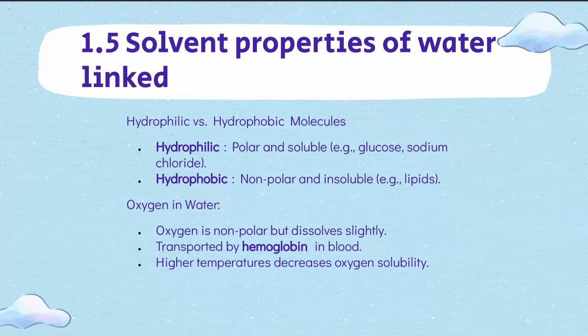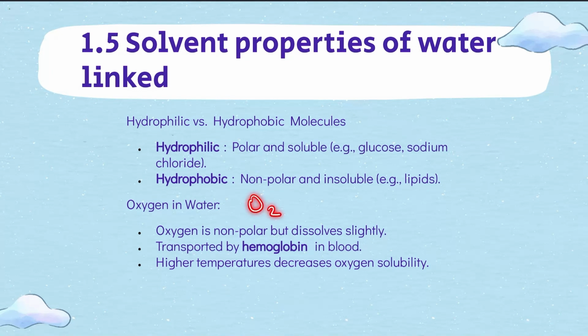1.5. Solvent properties of water. Biological molecules can either be hydrophilic or hydrophobic. Hydrophilic substances are soluble and polar in nature. Examples include glucose and ions such as sodium chloride. Hydrophobic substances are insoluble in water and non-polar in nature. Lipids are examples of hydrophobic biological structures.